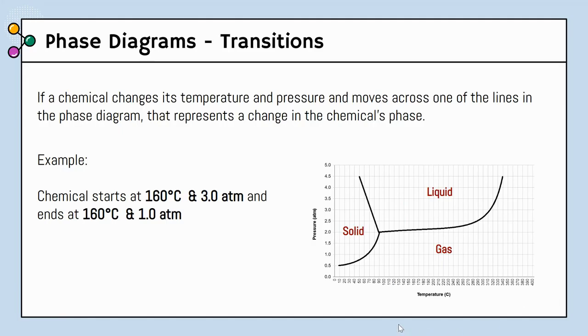One more quick example. Let's say a chemical started at 160 degrees Celsius and 3 atmospheres right here, and it went down to 160 Celsius, so the temperature stayed the same, but it decreased to 1 atmosphere right down here. We can see that this transition would be liquid transitioning into gas, and because it's going from liquid to gas, we said that was boiling.